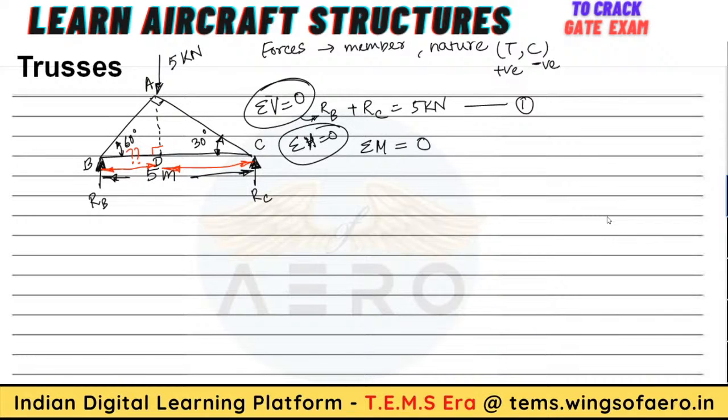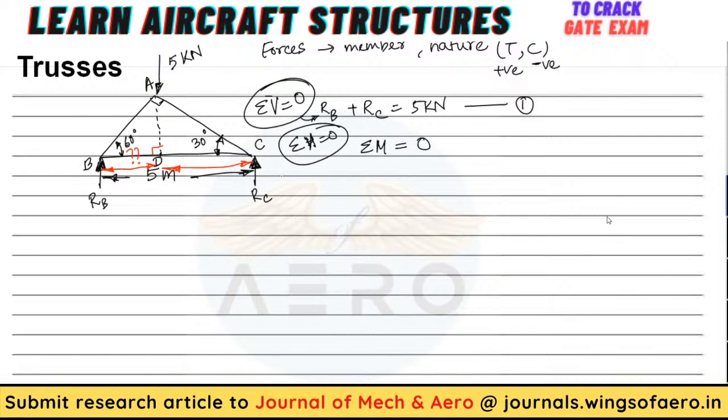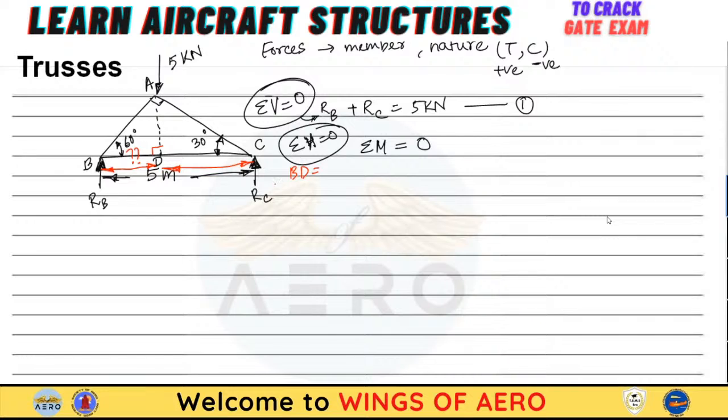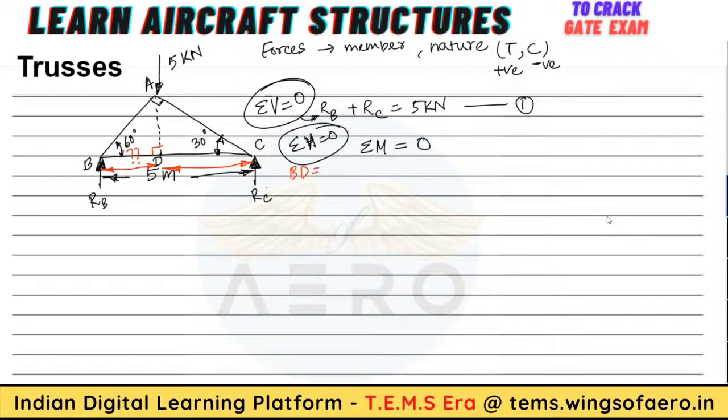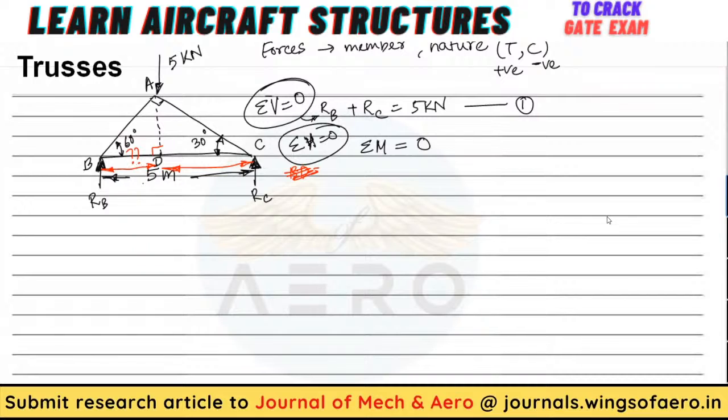Ma'am, AB is also 5. Which one? AB and AC. Not getting. BD is Ma'am, also length of AB and AC. length of AB and AB. AC. Yes, ma'am. How it can be same? Ma'am, I am asking what is the length of AB and AC? They have not given. They have given the total 5 meter. They have given total 5 meter.